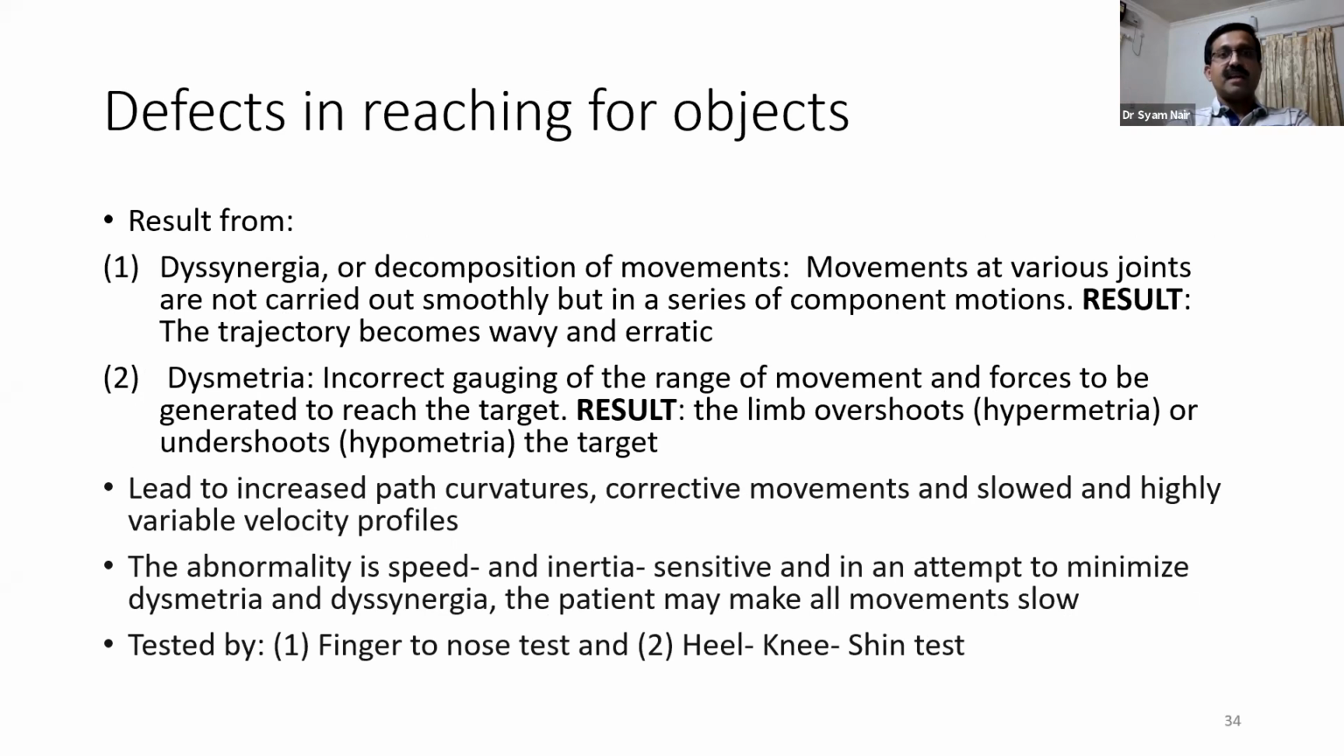In dysmetria, there is an incorrect gauging of the range of movement and force to be generated to reach the target. The result is that the limb will either overshoot, that is hypermetria, or undershoot, that is hypometria. This also leads to increased path curvatures, corrective movements, and slowed and highly variable velocity profiles. One peculiarity is that dyssynergia and dysmetria are speed and inertia sensitive. That means when you try to do it fast, they become much more prominent. And in an attempt to reduce them, the patient may make all these movements extremely slow.